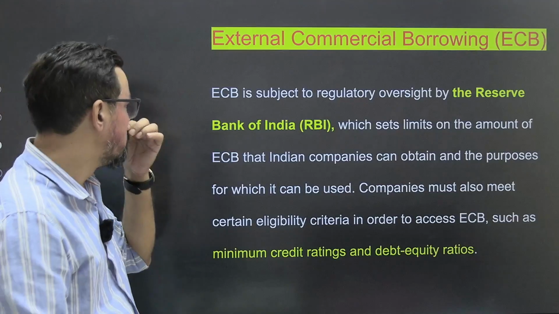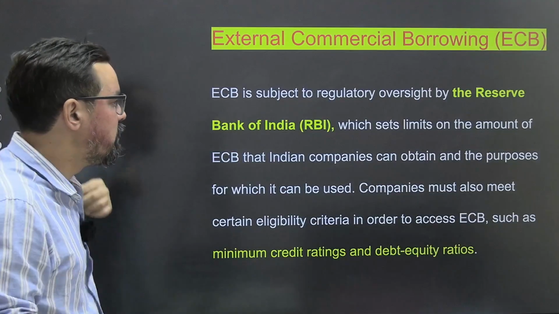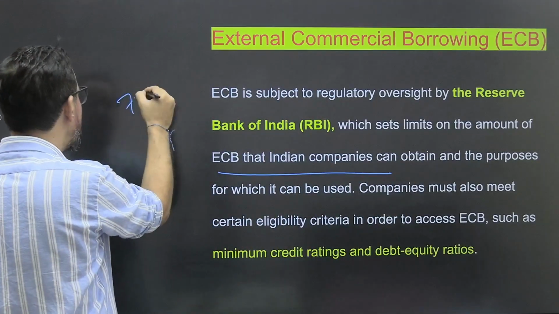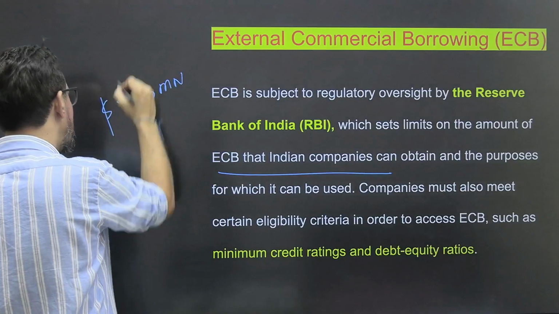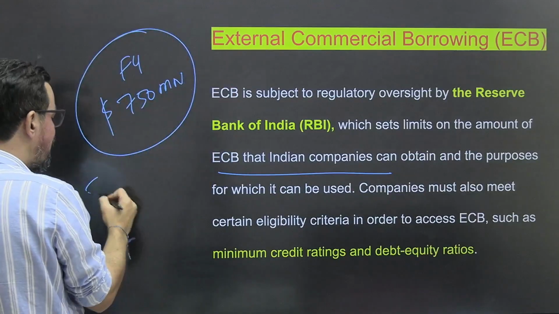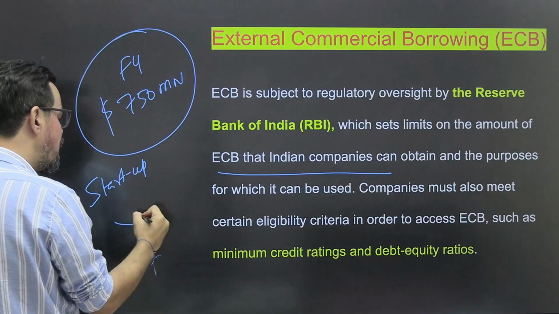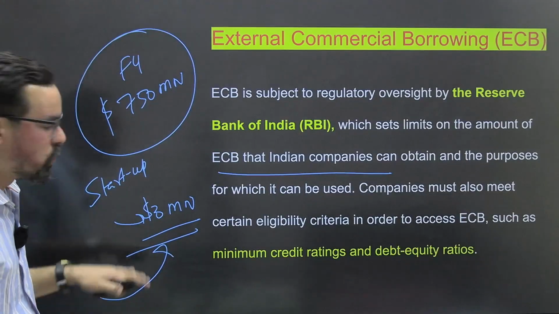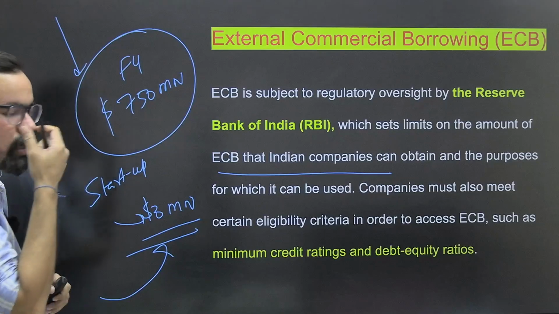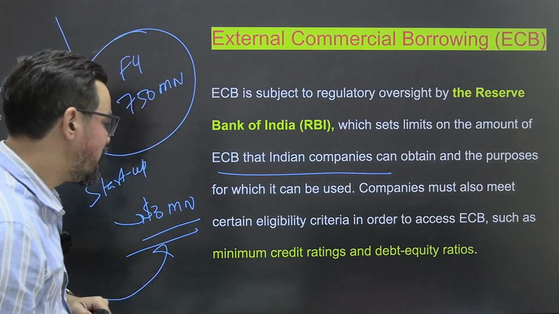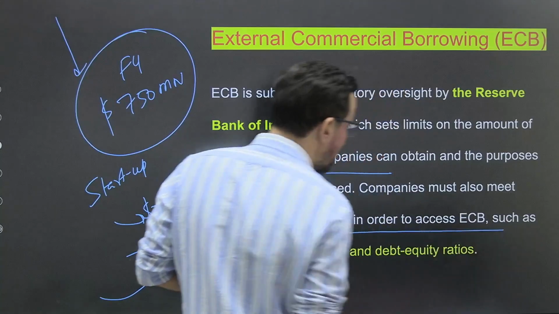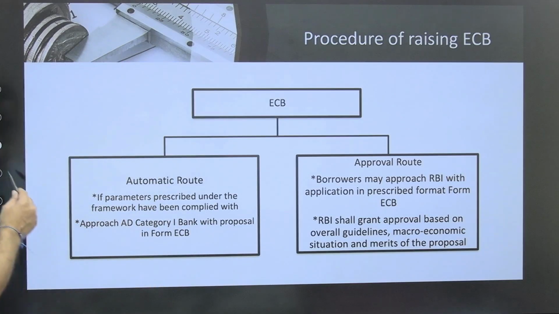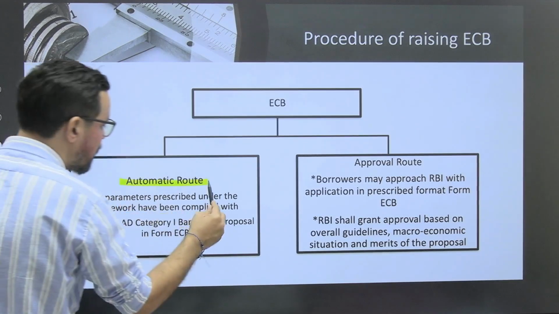ठीक है, अगेन चलो. So ECB is subject to regulatory oversight of RBI, which sets limits on the amount of ECB for Indian companies. Usually it is how much? 750 million US dollar per financial year. So the financial year limit is this. For a startup के लिए कितना है ये आपका? ठीक है, for a startup it is 3 million US dollar per financial year. So startups can raise up to 3 million US dollar, and other companies can raise up to 750 million US dollar. Okay? Companies must also meet certain eligibility criteria in order to access ECB, such as minimum credit rating and debt to equity ratios. So we have two routes for ECB, automatic route and approval route.